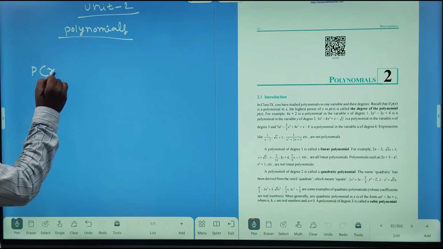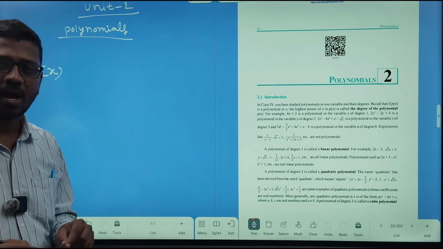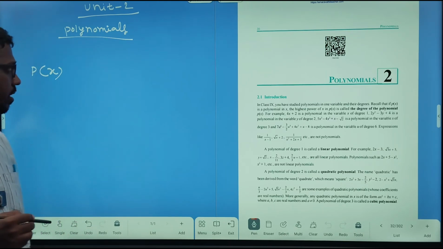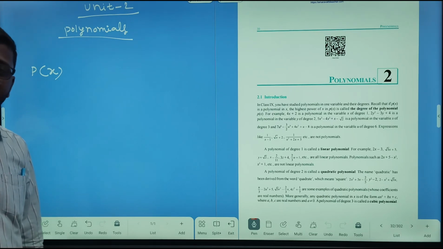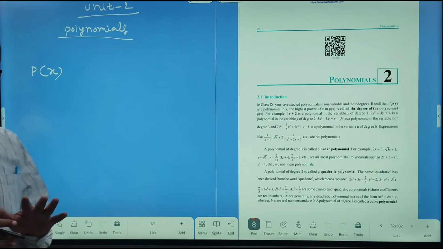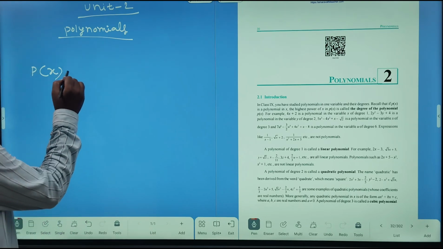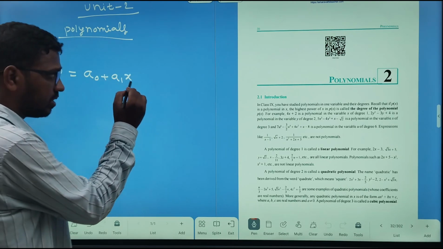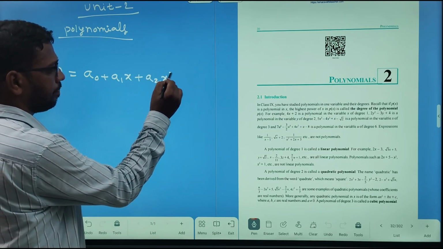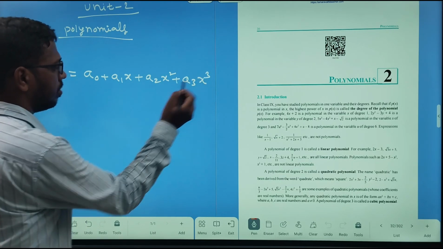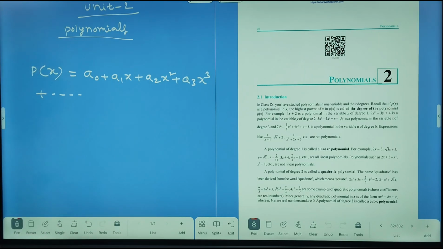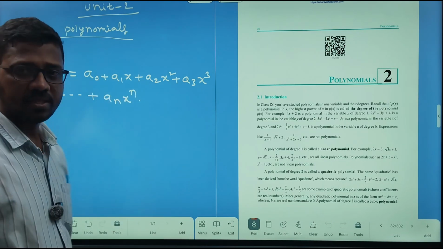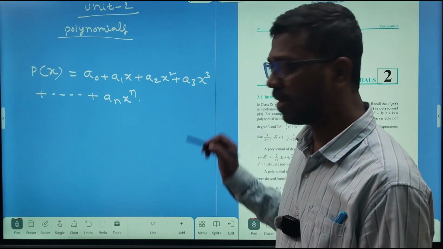Polynomials are generally denoted by p of x. P stands for polynomial and x is the variable of the polynomial. P of x means p is a polynomial in terms of x. Suppose if you take p of y, p is a polynomial in terms of y. The general format of the polynomial will be like this. P of x is equal to a naught plus a1 into x plus a2 into x square plus a3 into x cube plus and so on plus an x power n. Okay, this is the general format of the nth degree polynomial.